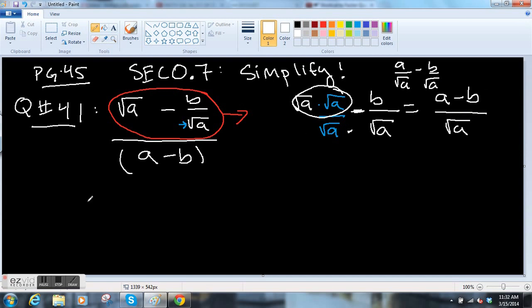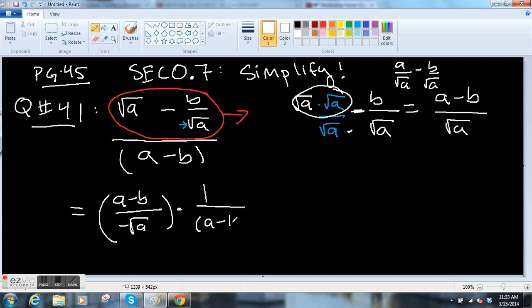So now we'll plug this back in. We have a minus b divided by square root of a, that was our numerator, times, instead of saying divided by, one way you can do this is times 1 over a minus b. It's the same equation, a little easier to read. I get to cancel. You know I love to cancel. Because it's multiplied here, we can cancel a minus b, which leaves us with 1 over square root of a.